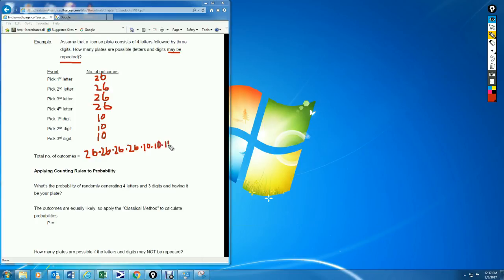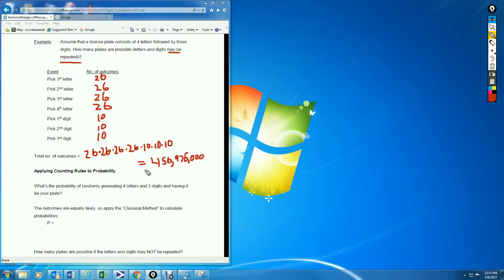All right, I'm kind of losing my way as far as drawing a straight line here. All right, if you multiply all those together, you should get 456,976,000. Okay. So in other words, there's a lot of ways.